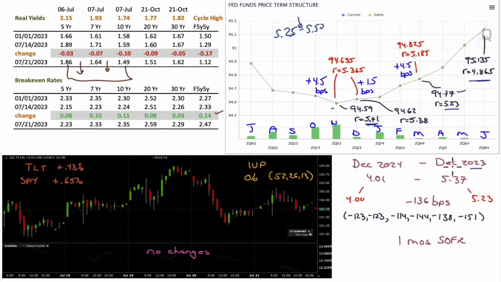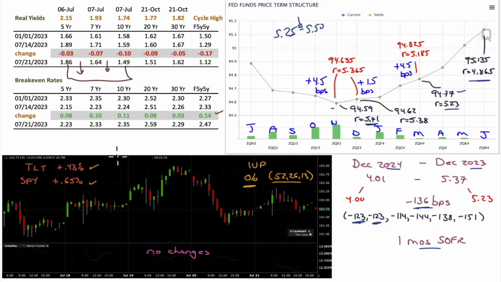For 23 through 24, looking at 1 month SOFR, negative 136 basis points, implying five and a bit rate cuts. Last week was 123, the week before 123, 136 now. Let's look at TLT. TLT had a kind of week, sort of unchanged. Implied volatility is 0 at all time periods, 52 week, 26 and 13. TLT was up 0.43, SPY was up 0.65.